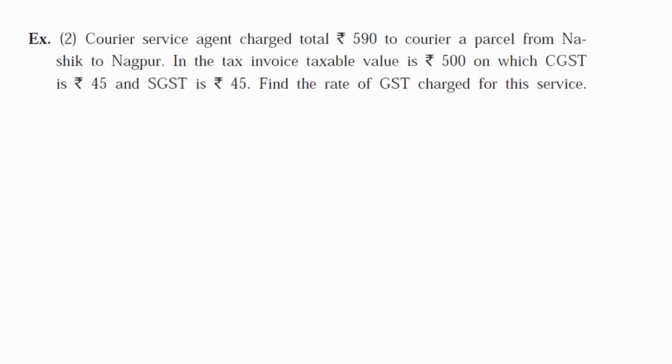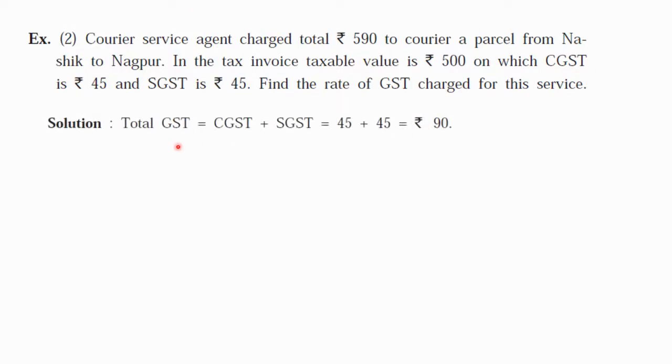Let us understand one more example. In this case, a courier service agent charged a total of rupees 590 to courier a parcel from Nasik to Nagpur. In the tax invoice, the taxable value is rupees 500, on which CGST is rupees 45 and SGST is also 45. We have to find the rate of GST charged for this service.